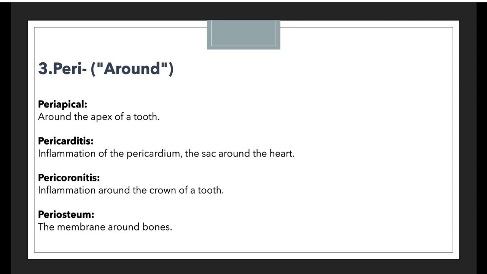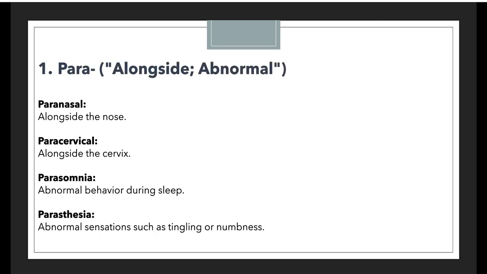So in this session we discussed four examples, which are periapical, around the apex of the tooth. Then we discussed pericarditis, which is the inflammation of the pericardium, or you can say the sac around the heart. And then we discussed pericornitis, which is inflammation around the crown of a tooth. And then at last we discussed periosteum, which is mainly used to showcase the membrane around the bones. So yeah, these are the three prefixes which I wanted to show you in this session, and in the next session we will discuss other prefixes.